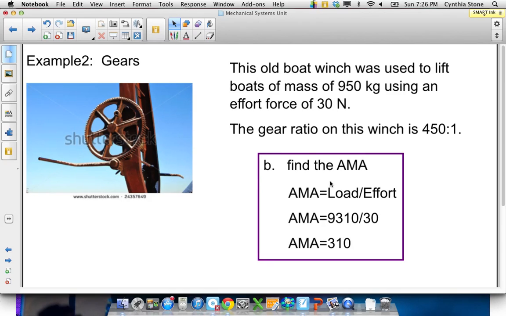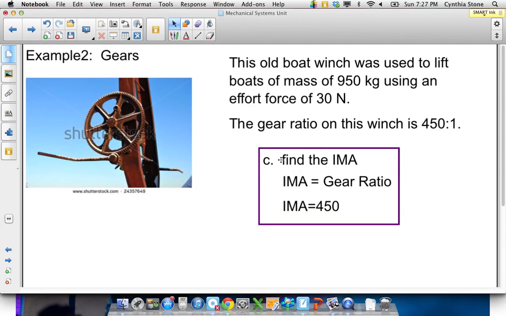Part B asks us to find AMA. Well, we know the load we figured out in part A is 9310. It's big. And our effort is given in the question, an effort force of 30 newtons. So our actual mechanical advantage on this rusty old winch is 310. Okay? That's how you find AMA. For a gear, the IMA is just the gear ratio, so 450.